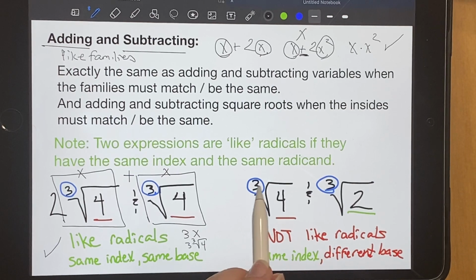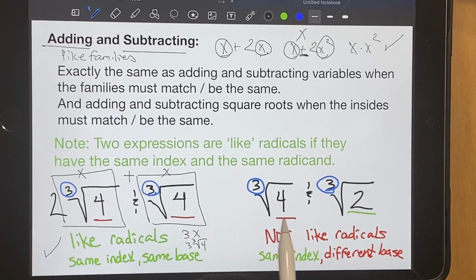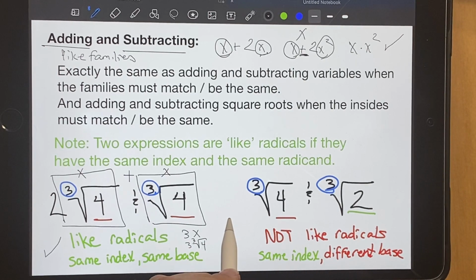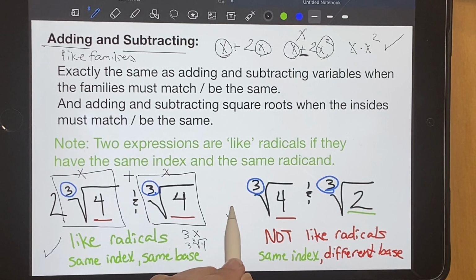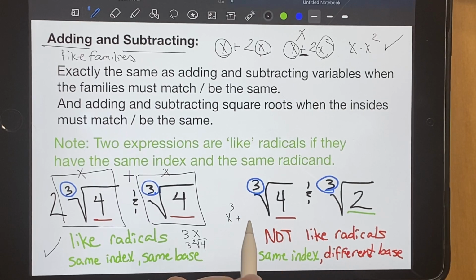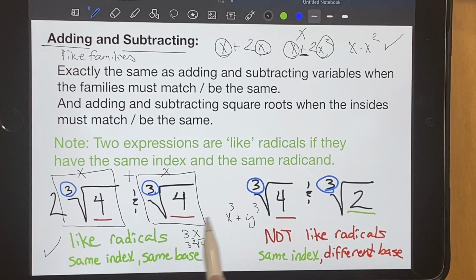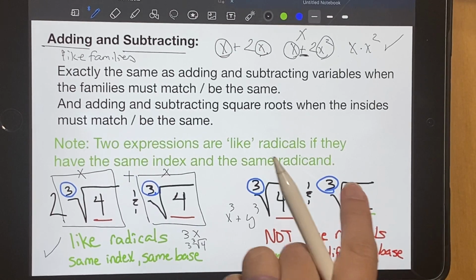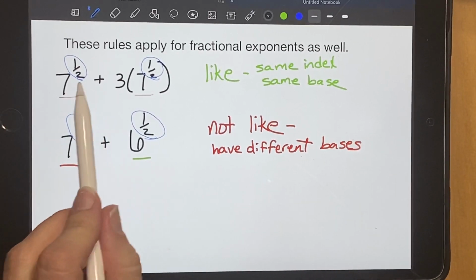I do have like indexes, the same index, but I have a different base. So this would be like saying x cubed plus y cubed. Those are not going to add together. So we cannot add them if they do not have the same index and the same base. Okay, so that applies here.